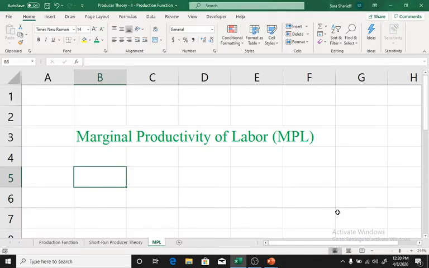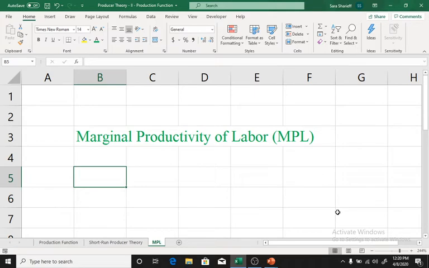Alright, now we are going to study a concept which is undoubtedly the most important concept taught in short-run producer theory, and it's known as marginal productivity of labor. Why am I calling it the most important concept in short-run producer theory? Because all the graphs, all the curves that we are going to plot, 3 product curves and 7 cost curves, all these cost curves will be drawn using the concept of marginal productivity of labor, right?